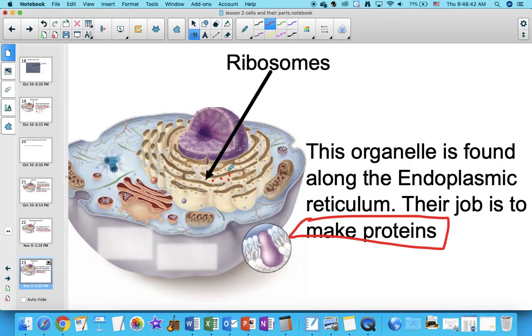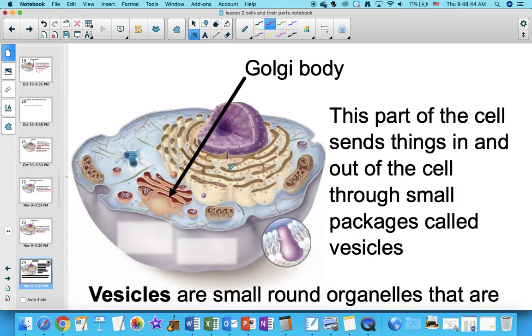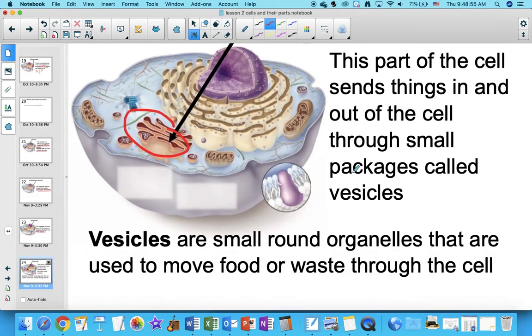Okay. The Golgi body, this one's a bit confusing. It's this blobby guy way over here. This guy, I like to think of him as the post office. Whenever food or waste or whatever goes into the cell, the Golgi body picks it up and goes, okay, where should this go? And it makes small packages called vesicles, and those vesicles get sent to where they need to go.